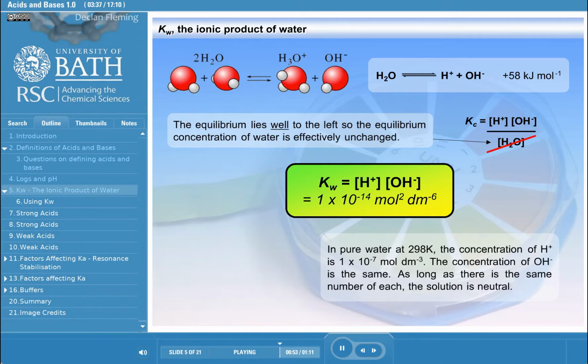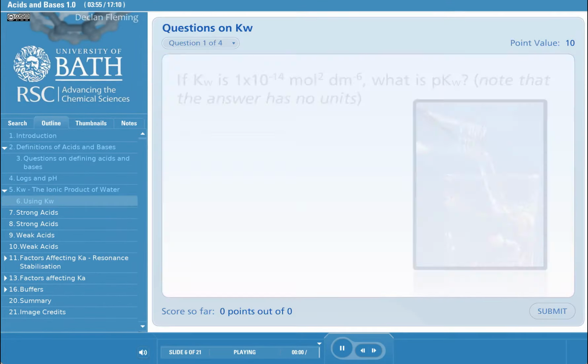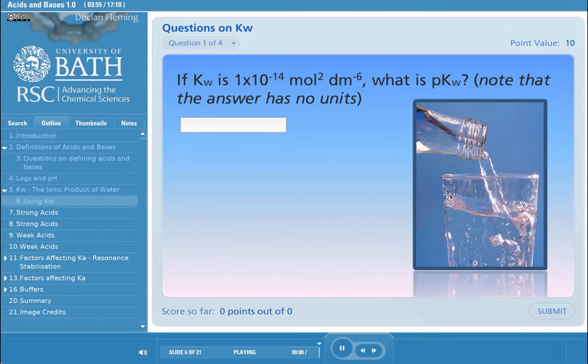Take care though, temperature can affect equilibrium constants, so whilst the concentration of hydrogen ions can change, resulting in a change of pH, the solution will still have an equal number of hydroxide ions, so will remain neutral. On the next slide, there are a few questions to test your understanding of this. Test your understanding of Kw with these questions.